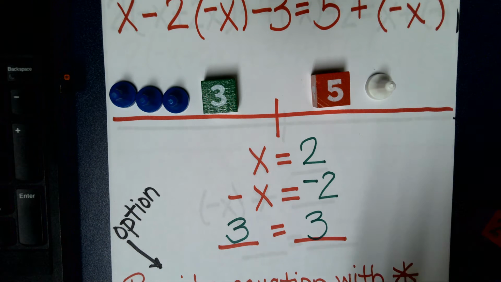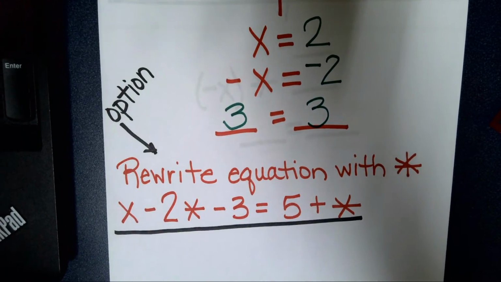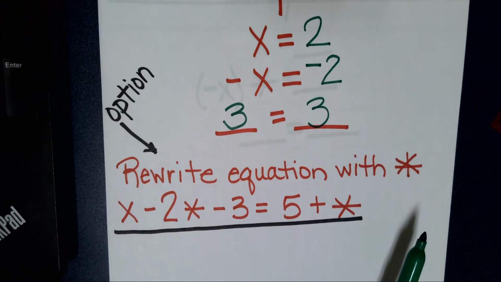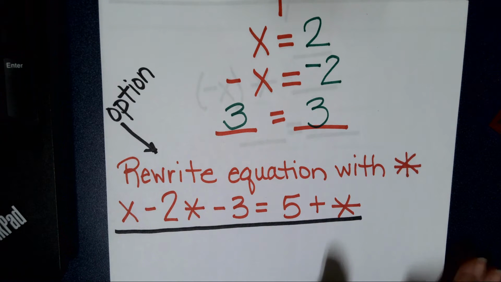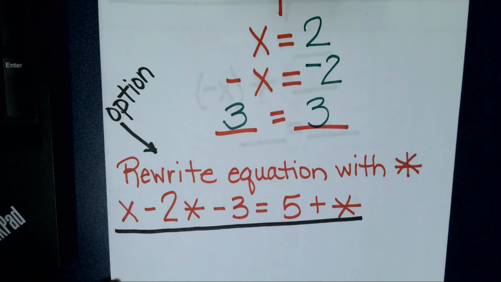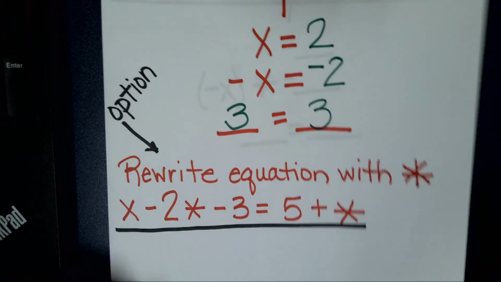And remember again that if you prefer to see the stars, you could have rewritten your equation like this and worked from there. Whichever way works best for you is perfectly fine. As long as you use legal moves all the time, you're A-okay. So let's try another problem.